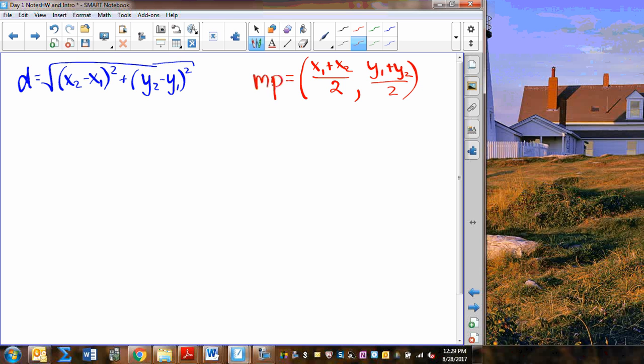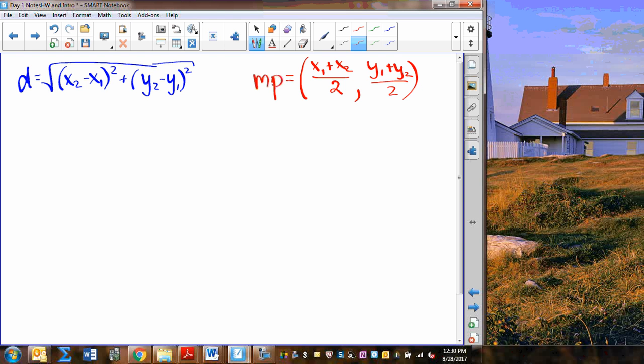So our distance formula and midpoint formula. Again, these are to find the distance between 2 points. What's another word for distance between 2 points? Length. Yeah, good. Length. The length that distance covers. And the midpoint, the halfway point between those 2 points.